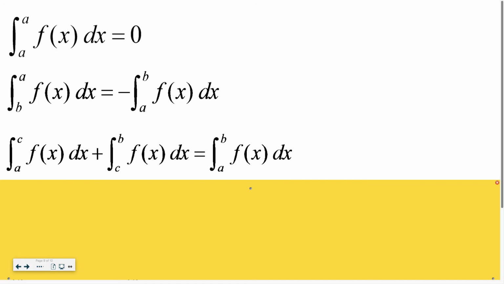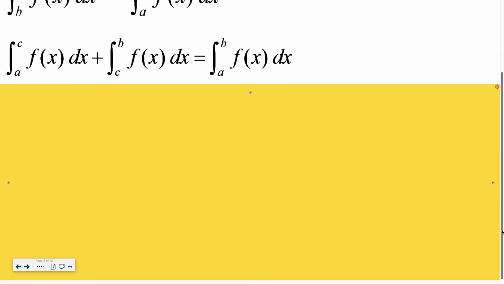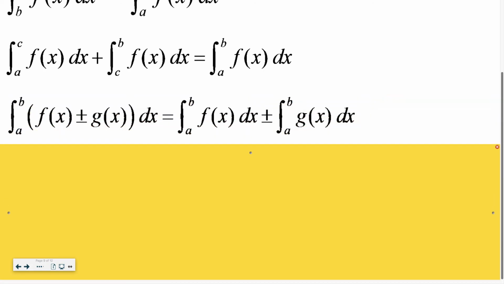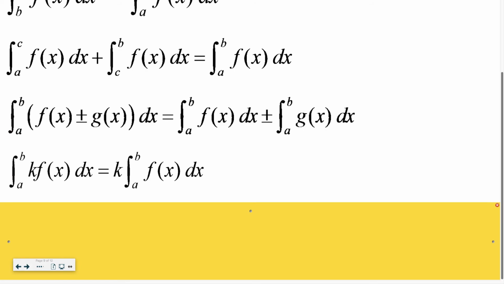Now this is up to you whether you want to write these down. We wrote these other two down with our indefinite integrals, but they work the same with our definite integrals. If we are adding or subtracting inside of our integral, we could break it apart if we wanted to. And if we have a constant inside of our integral, we can take it out front. We've already been working with that through our indefinite integrals, so I don't really think it's necessary for you to write this down.